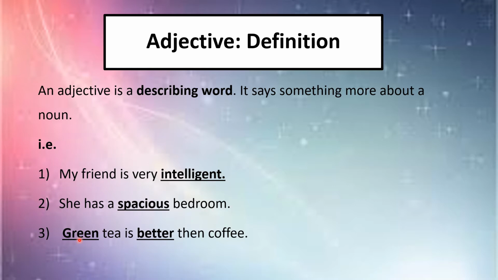See the third example. Green tea is better than coffee. I have used two adjectives in this sentence. To describe tea, green has been used as an adjective, and better here is the degree of adjective. I shall tell you about it later on.